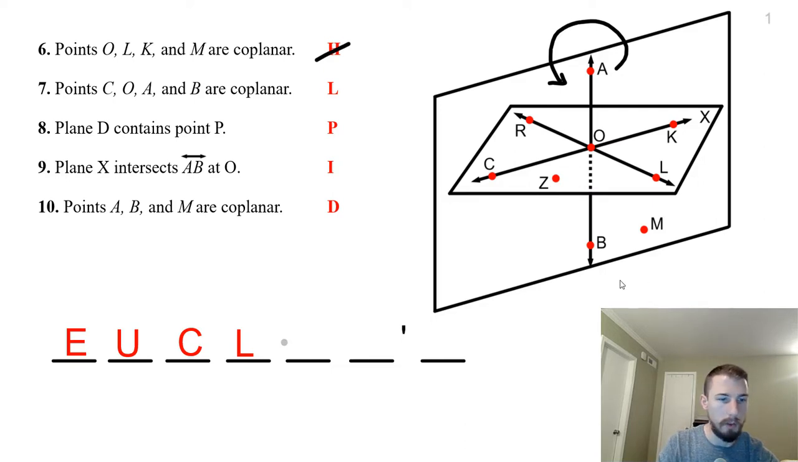Okay, so A, B, and M, that is going to be coplanar as well, so we are going to use the D, so I guess we could circle that if we wanted to.